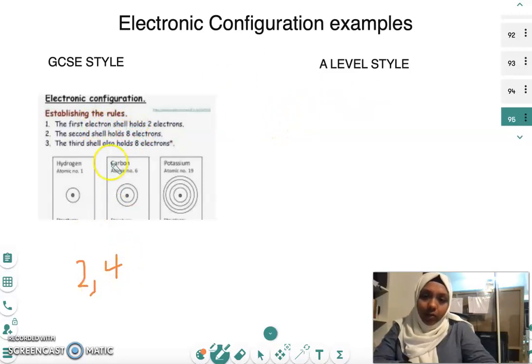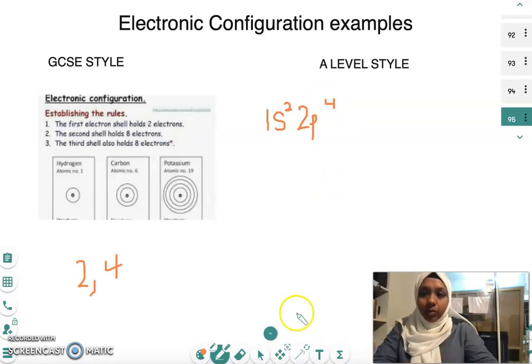Now in A-level style, we would write this as, in the first subshell, number 1, the S subshell. So we've written the subshell that it is, and then here, sort of like a power, like squared, we write the number of electrons. In the first subshell, it holds a maximum of 2, remember? So now we've got 1s2. As we know, carbon has 6 electrons. So now we've already written 2. 6 minus 2 is 4. So the second subshell, the P subshell, will have 4.